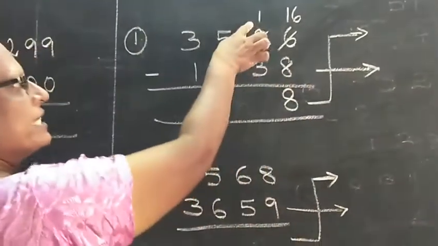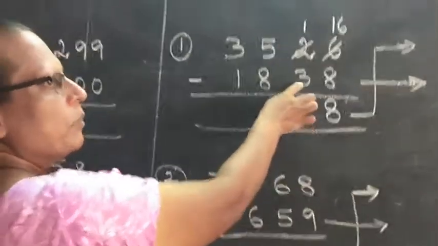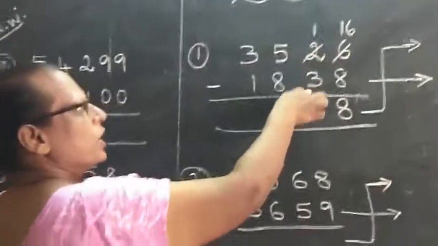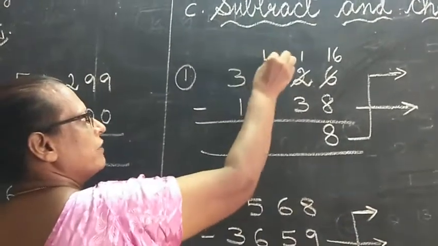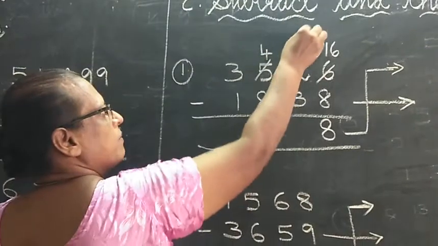So again smaller number than the below number. So what you have to do children? You have to borrow from the previous number. So 5 is there. So 5 will become 4 and this 1 will become 11.